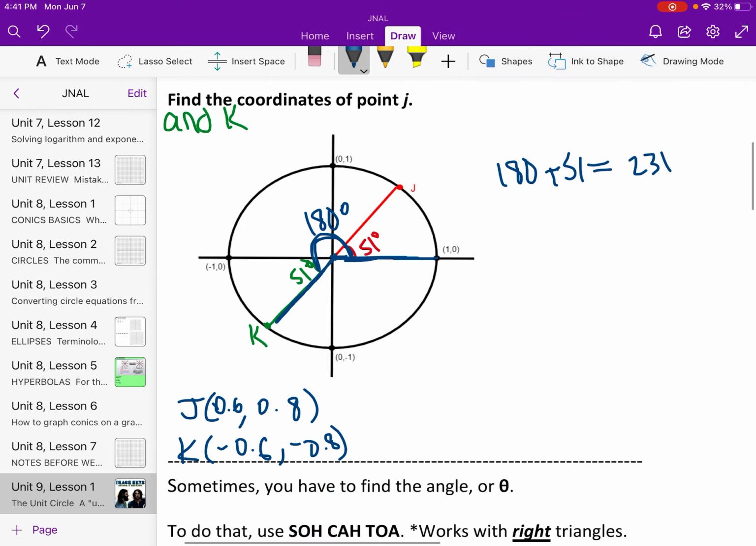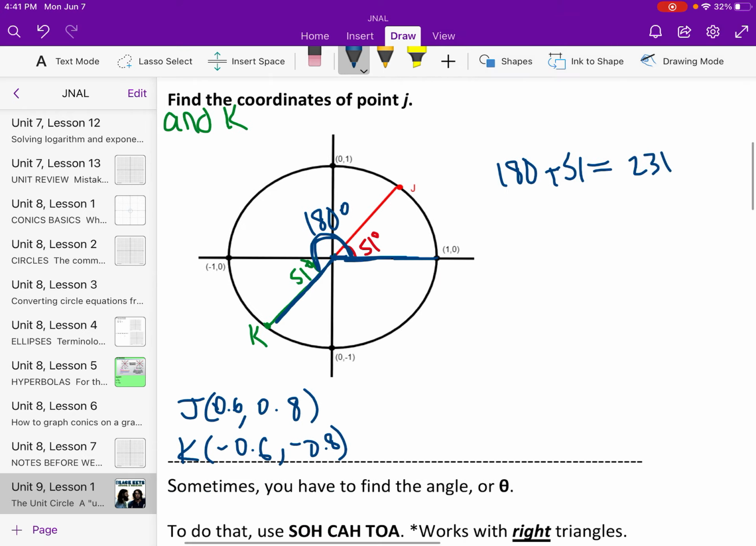Now another thing, sometimes you have to find the angle measure, or theta. So we got 51 degrees up there. What if you have to find it? You have to use SOHCAHTOA. That hopefully is something that you have known before, but I will still explain it in case you didn't know what that was.